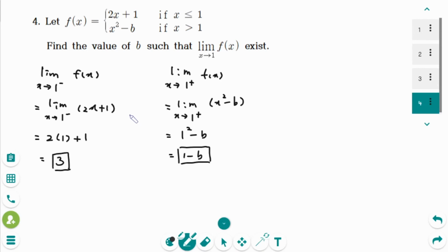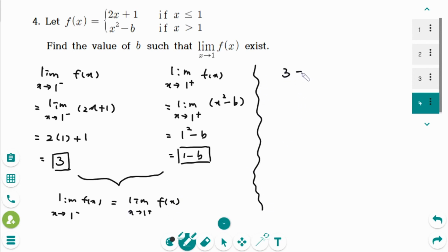The limit of f of x as x approaches 1 exists when the left-hand limit and right-hand limit are the same. So the limit of f of x as x approaches 1 from the left side is the same as the right-hand side. So 3 equals 1 minus b, and then b equals 1 minus 3. So the final answer is this one.